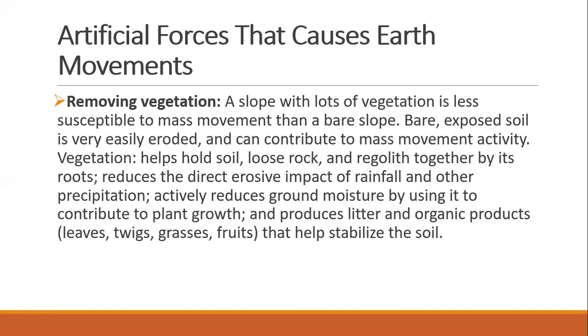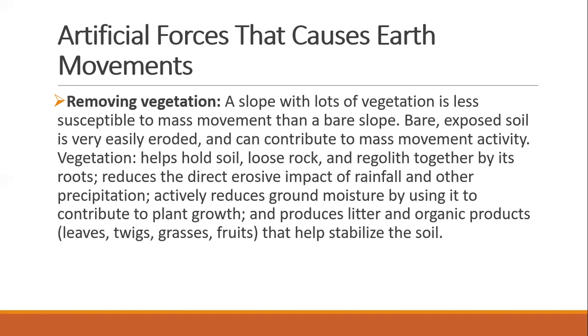Now, man produces forces that can affect the Earth through the following activities. The first one is removing vegetation, as a slope with a loss of vegetation is more susceptible to mass movements than a vegetated slope. Bare exposed soil is very easily eroded and can contribute to mass movement activity, since vegetation helps to hold the soil and loose rocks together by its roots, and also reduces the direct erosive impact of rainfall and other precipitation.